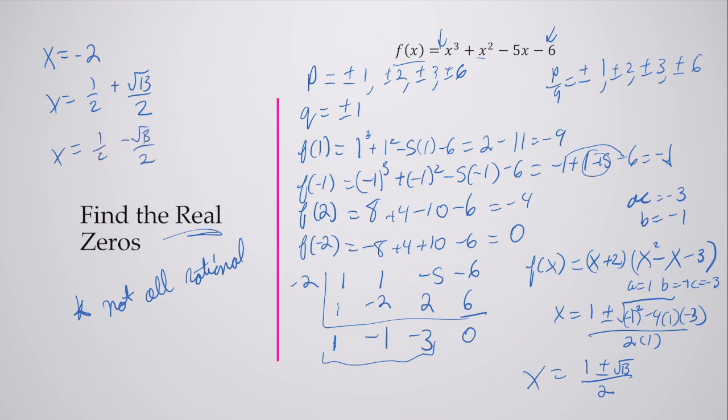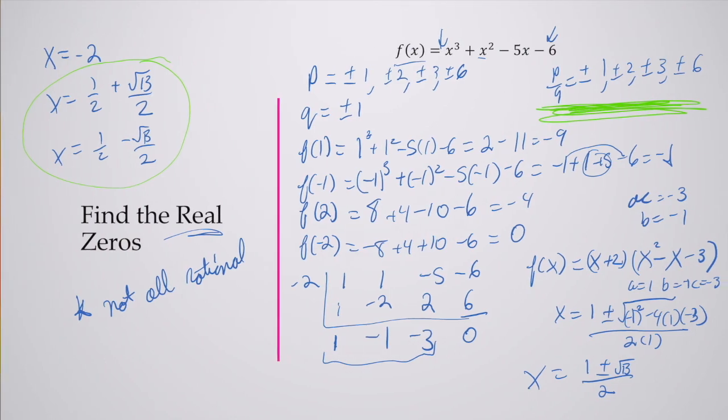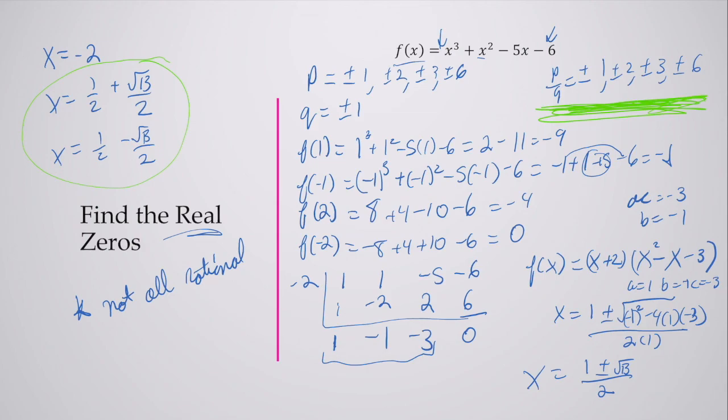of 13 over 2. Now you might say, Miss Miller, these two zeros are not in my list of potential rational zeros, right? This isn't the list of all possible zeros. This is the list of rational zeros, okay? So let's work through another example from top to bottom.